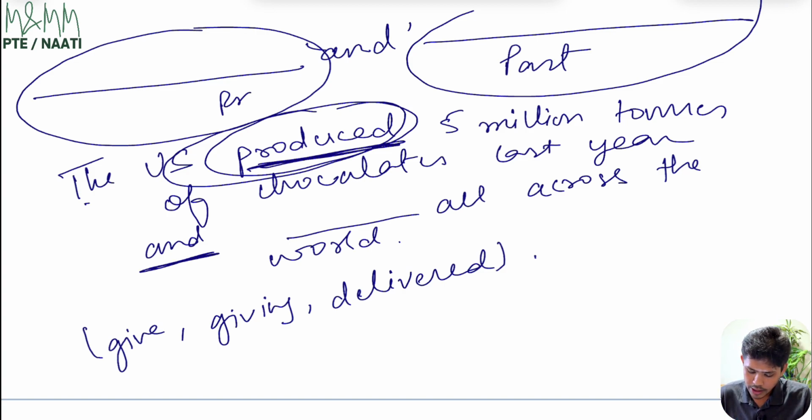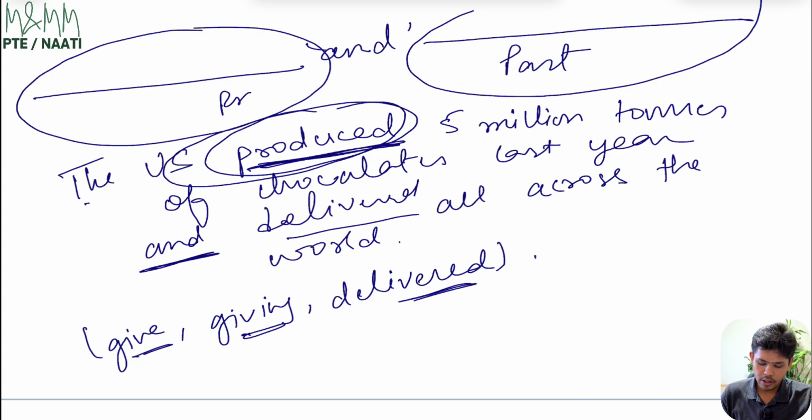And is over here. Dash all across the world. Give, is it in past tense? No. Giving, is it in past tense? No. Delivered, is it in past tense? Yes, it has ed at the end. It is definitely past tense. My answer is delivered. The US produced 5 million tons of chocolates last year and delivered all across the world. My verb before the conjunction and my verb after the conjunction have to be in the same tense. That is the technique over here.